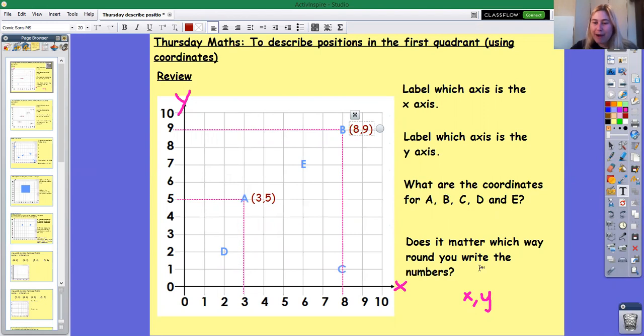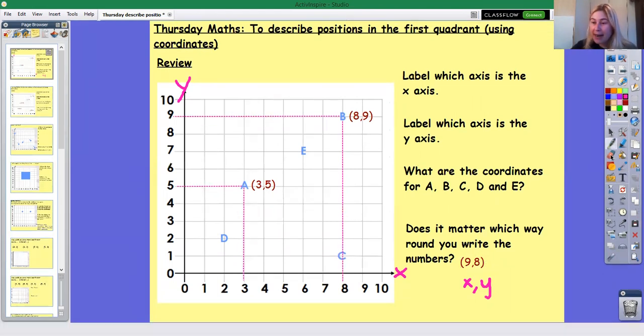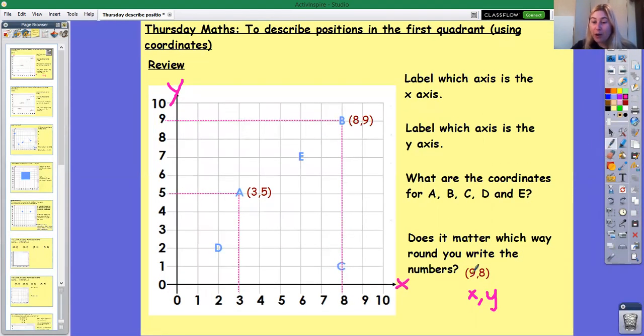Okay, does it matter which way around you write the numbers? Well, yes, it does, and I'll show you why. If we made a mistake and I thought, no, it doesn't matter, and I did 9, 8 for B, and I asked somebody to find where B was, they might get a bit confused, because if I show you where coordinate 9, 8 actually is, the conventions, the rules say we've got to use the x-axis first. So I'll go to 9 on the x-axis and then up to 8. And actually, I would think that B is here, so I'd be really confused. So we always do x and then y.